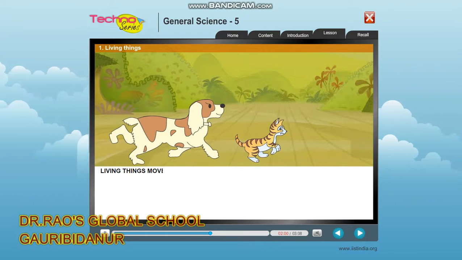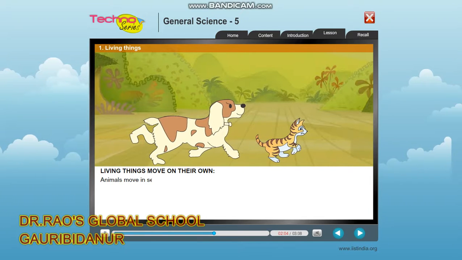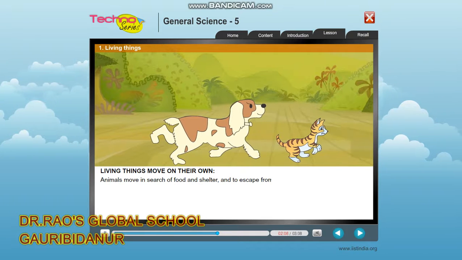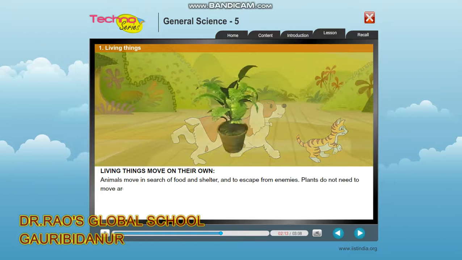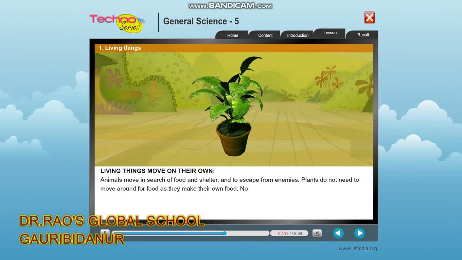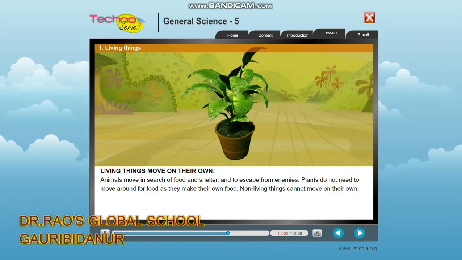Living things move on their own. Animals move in search of food and shelter and to escape from enemies. Plants do not need to move around for food as they make their own food. Non-living things cannot move on their own.